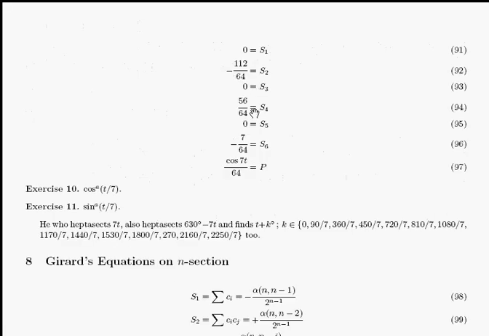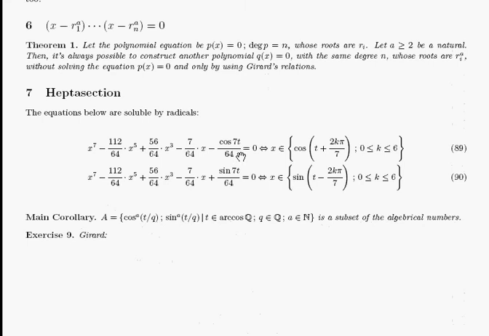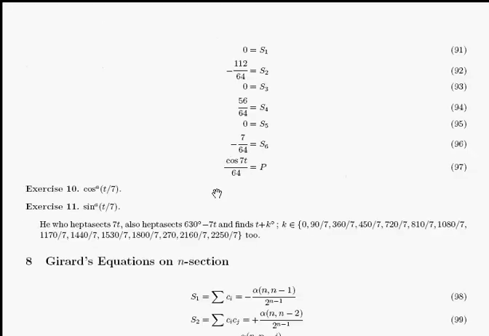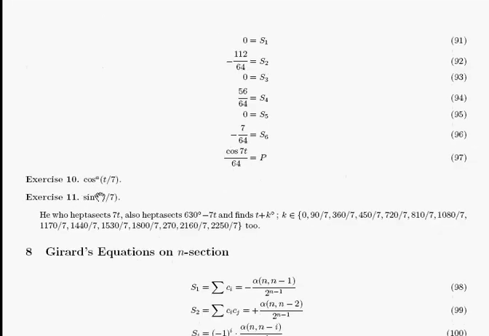Exercise: Girard for 7. S1, S2, S3, S4, S5, S6, and S7 is P, the product of 7 cosines or sines. Until 6, they are all equal. The 7th, they will be different. Exercise: divide by 7 nt and power to a. Divide by 7 nt and power, take the sine and power to a.